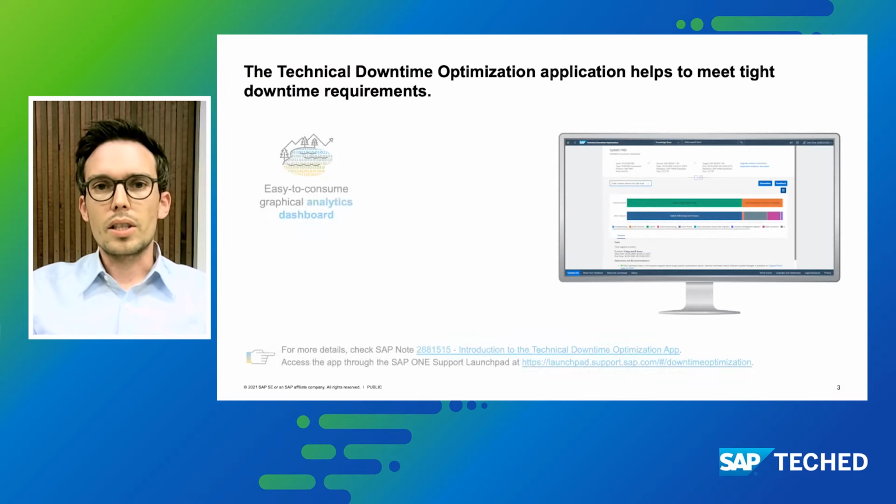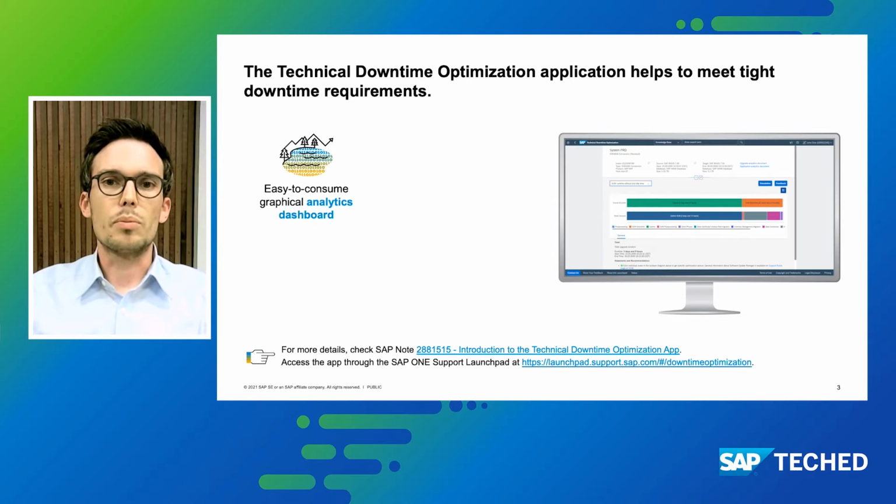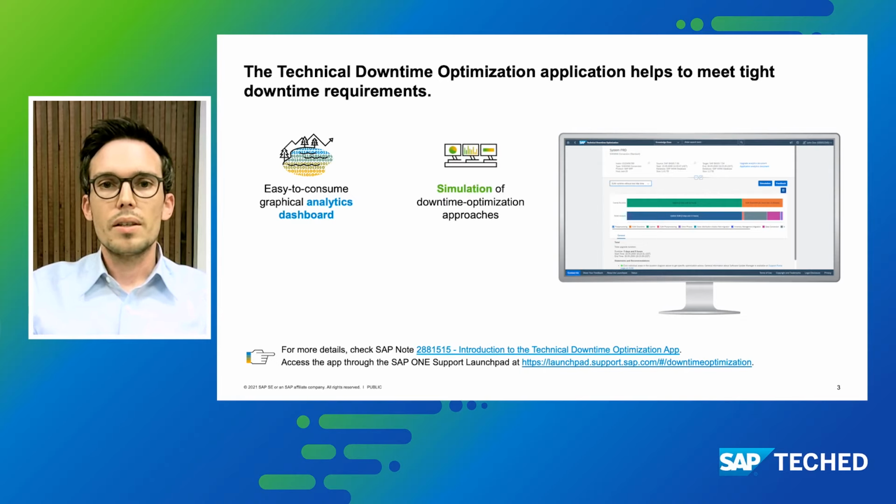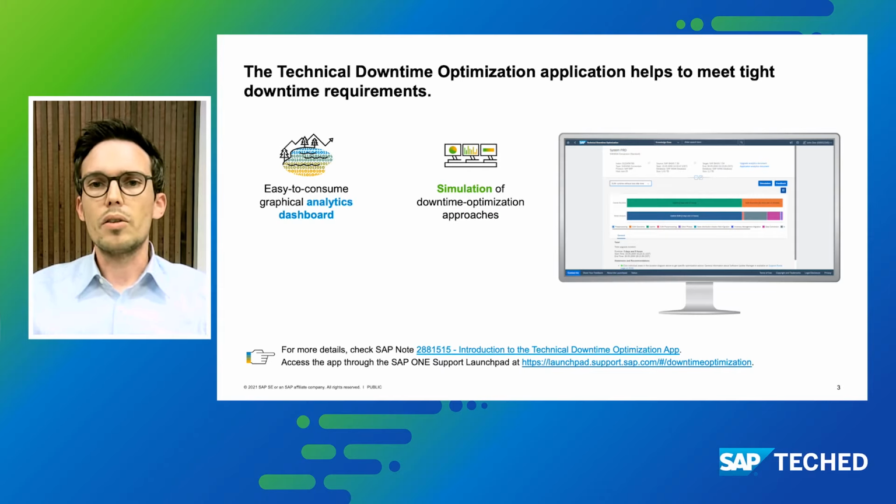The Technical Downtime Optimization app is a dashboard that is part of the SAP One Support Launchpad. It provides you an easy-to-consume graphical analytical dashboard that visualizes the results of upgrades, updates, and conversions. You can even simulate downtime optimization approaches. Like if you have done a standard conversion and you want to know whether a downtime optimized conversion or NZDM can help you to reduce the downtime, just use this simulation feature.